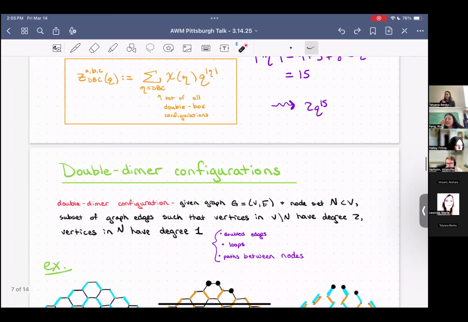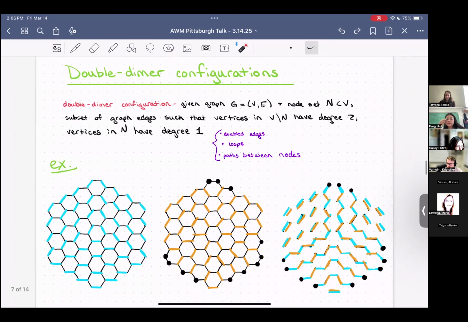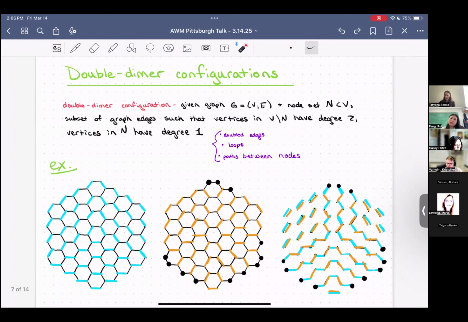All right, so that's kind of my first object, my double boxes. So next I want to introduce my second object, which is the double dimers. So a double dimer configuration on a graph G, given some node set, which is just some subset of my vertices that I've defined, some special set, is a subset of graph edges such that vertices in V minus n have degree 2 and vertices in n have degree 1.